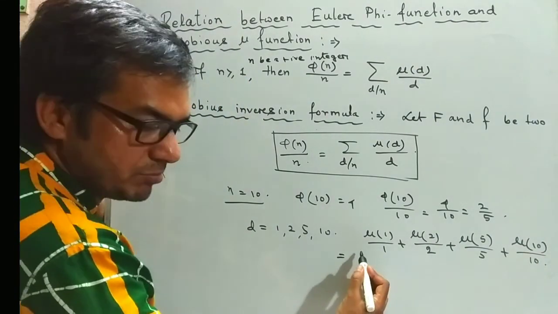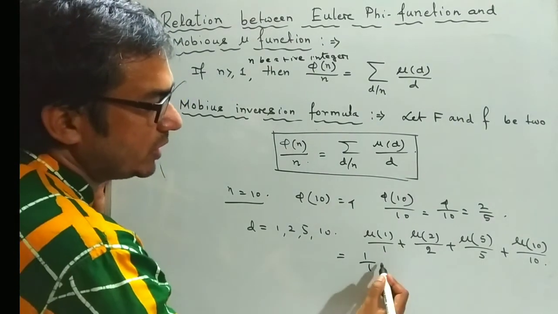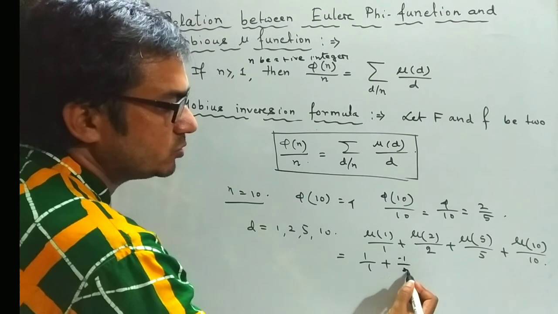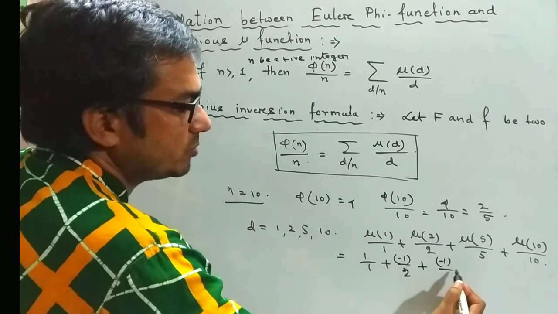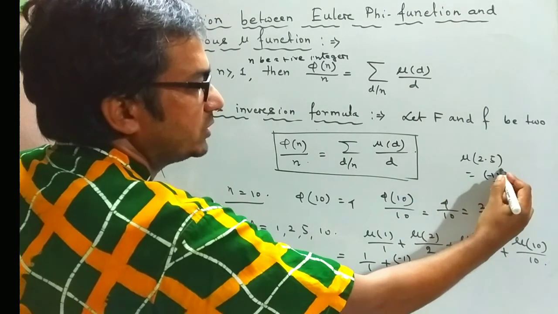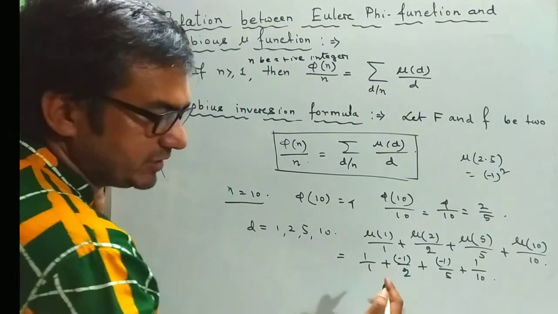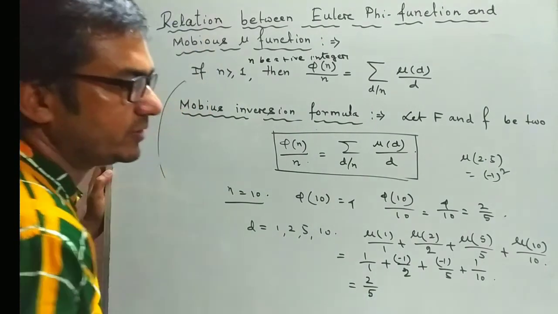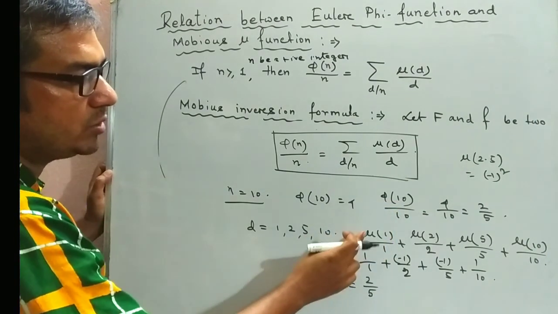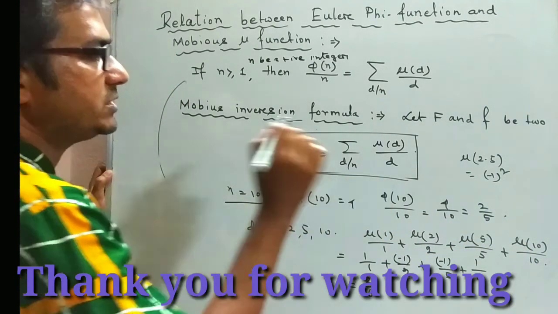And mu of 1 means 1, from the definition of Mobius mu function, by 1; and since 2 is only 1 prime, this is minus 1 by 2. This is also minus 1 by 5, and this is mu of 2 into 5, so minus 1 whole squared, that is 1 by 10, and summing them we get 2 by 5. So we say that phi of 10 by 10 is equal to mu of 1 by 1 plus mu of 2 by 2, mu of 5 by 5, mu of 10 by 10. So this result is verified.